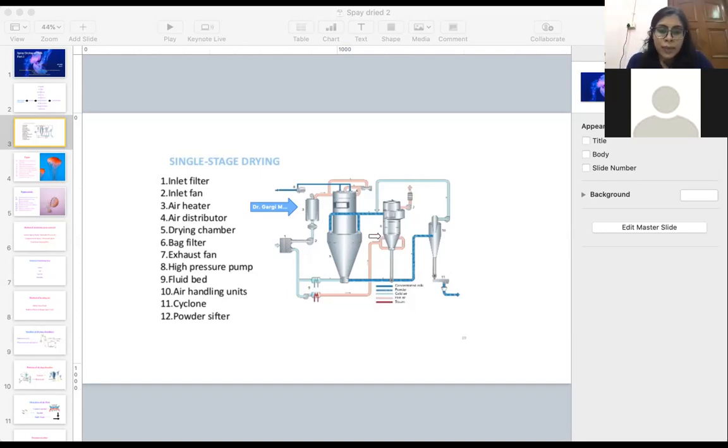So what happens is that here in this chamber, there is a bag filter. What happens in the bag filter is that those tiny particles which are mixed with the exhaust air are filtered out. They again fall down and the exhaust air goes out. You see here is the exhaust fan part. By this exhaust fan, the dried air which was previously used in the drying chamber is exhausted out.